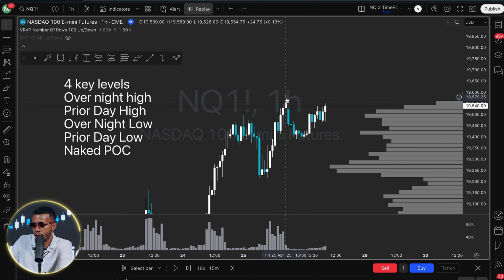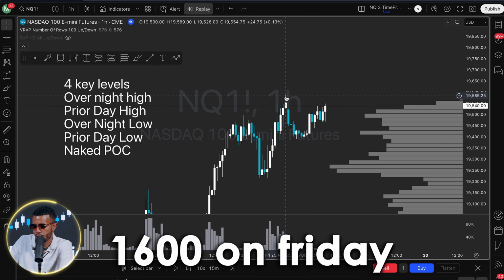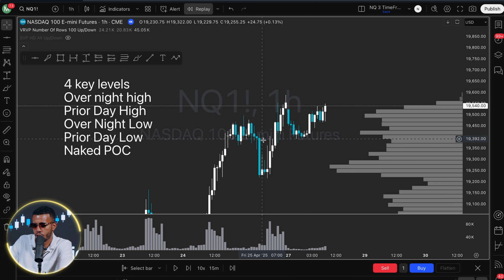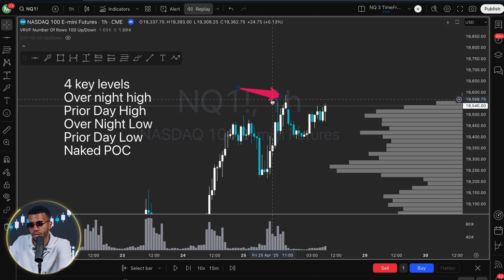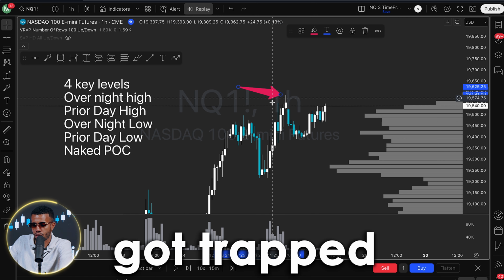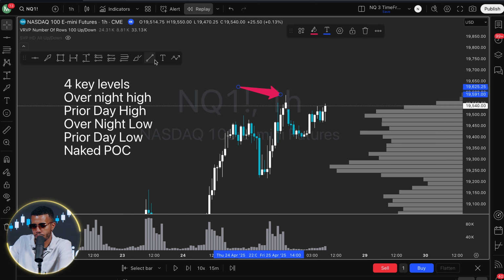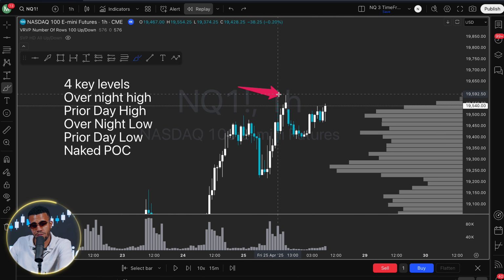What happens is that at this high point here, at 1600 on Friday, a bunch of people went long. The market was breaking away, a bunch of people went long, and at some point, the last person in the market went long. That guy got trapped. So all of these people up top are trapped longs. But at some point, we have what I call the last man.